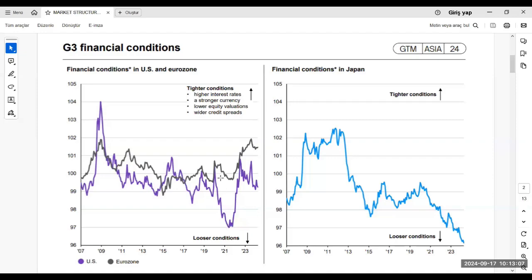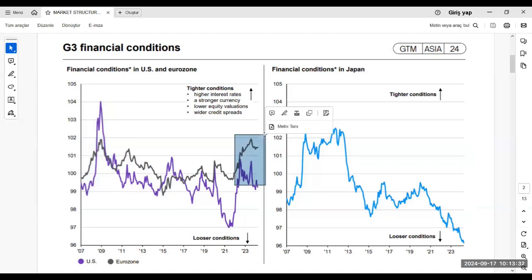And what happened during these 16 years in the United States and the Eurozone? Here, as you see, what happened? Here we had the COVID-19 crisis, right? And after, please look at here. Here we have the global financial crisis. After the global financial crisis, as you see, the tighter financial condition here. After the COVID, another tighter financial condition.